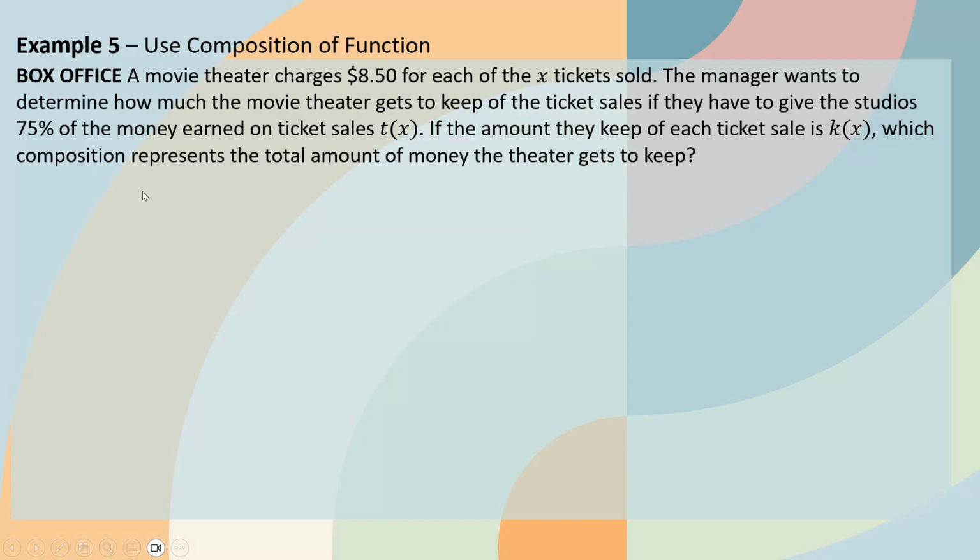All right, example 5. A movie theater charges $8.50 for each of the x tickets sold. The manager wants to determine how much the movie theater gets to keep of the ticket sales if they have to give the studio 75% of the money earned on ticket sales, T of x. If the amount they keep of each ticket sale is K of x, which composition represents the total amount of money the theater gets to keep?